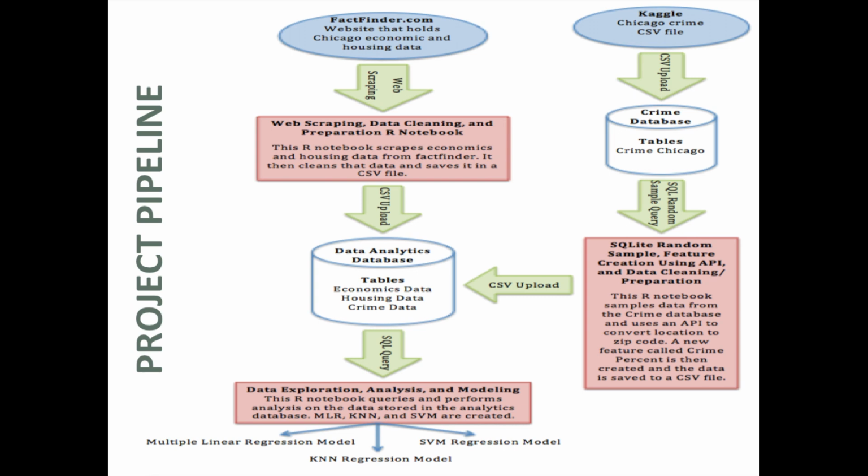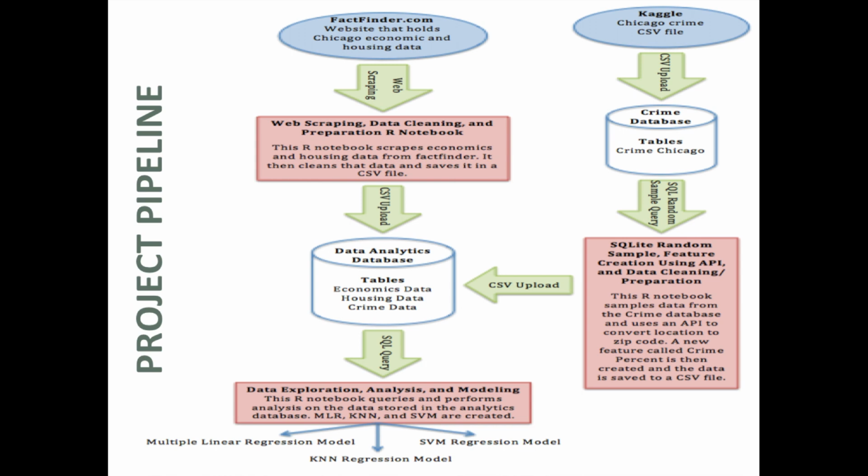for my analysis. So what I did was upload that CSV file into its own database called the crime database in the table crime Chicago. From that table, data was randomly sampled in groups of 20,000 for each year that we were interested in, and that data was placed into an R notebook. Now, in that R notebook, after the random sample occurred, some feature engineering happened, and that was done by using a reverse geocoding API. The data was then cleaned, prepared, and uploaded into the data analytics database using the crime data table.